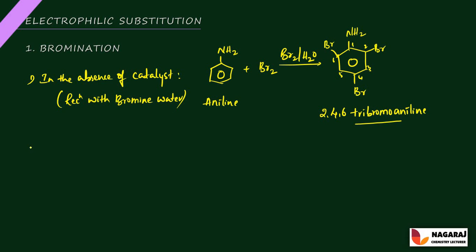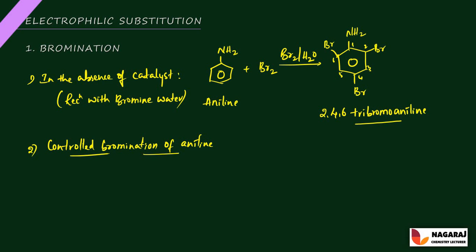Next, let us see the controlled bromination of aniline. In order to get the monohalogenated derivatives, where only one electrophile is attached to the aromatic ring, such compounds are generally called monohalogenated derivatives.